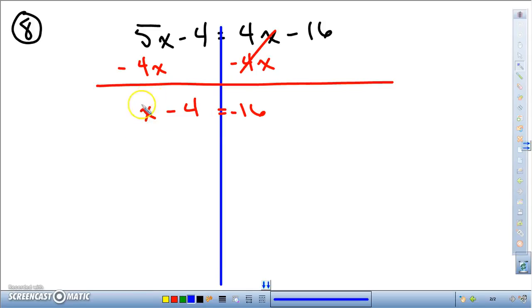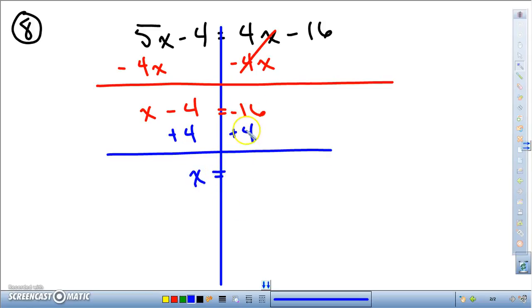And now I want to isolate my variable term. I do this by adding 4 to both sides. Your x comes down. -16 plus 4 is -12. The variable already has a coefficient of 1, so I am done at this point.